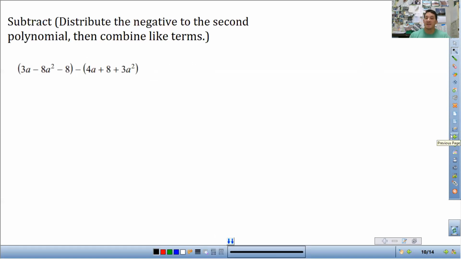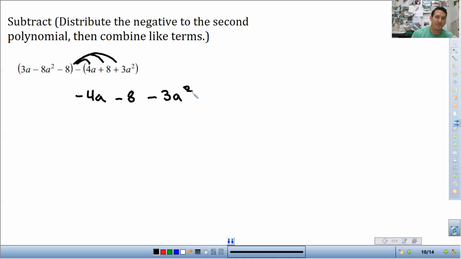So next, let's talk about how to subtract polynomials. So we have 3a minus 8a squared minus 8, minus 4a plus 8 plus 3a squared. What you want to do here is distribute the negative into the second polynomial and then just combine like terms. So I'm going to distribute the negative, so that becomes a negative 4a. Negative to the plus 8, that's going to be minus 8. Negative to the 3a squared is going to be minus 3a squared.